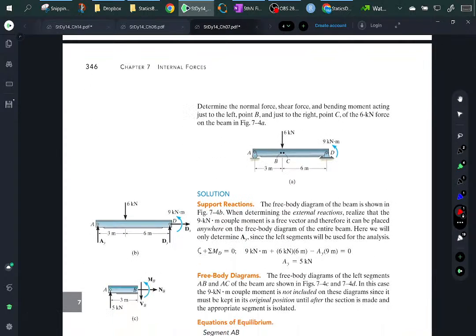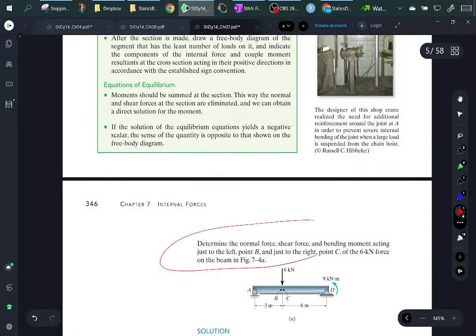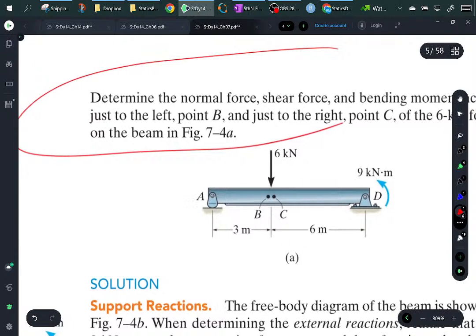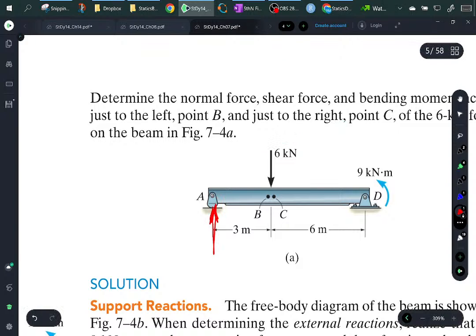So here we go. Let's start with this particular example. I don't know, it wasn't stated as an example, but obviously it is one. First thing you've got to do is figure out the support reactions. This one's pretty easy because you sum the forces in x equals 0, and you don't have one because nothing is pushing you.